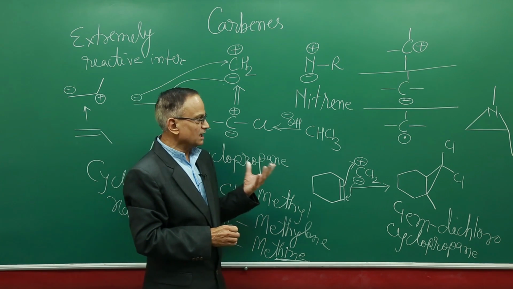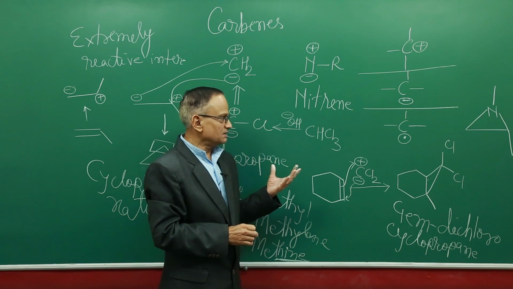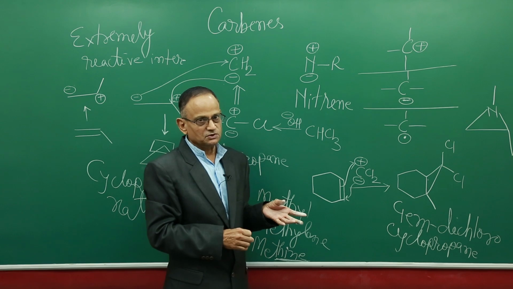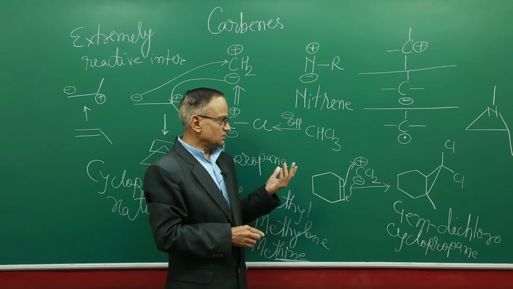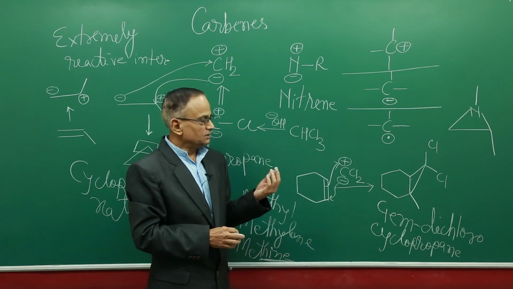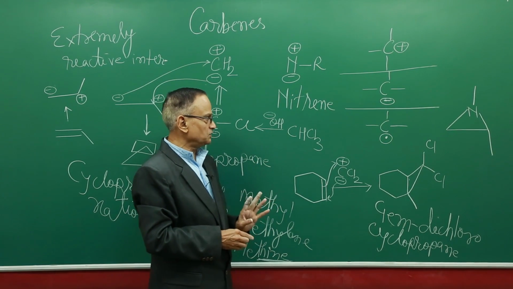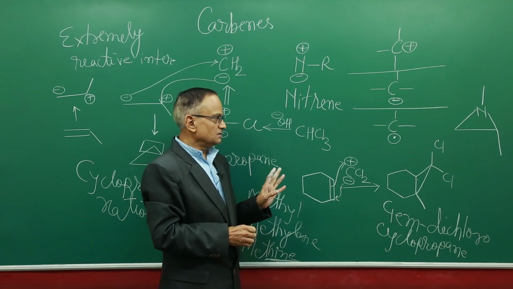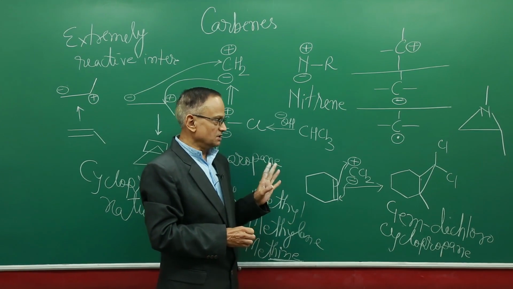Carbocyclic means there is only carbon. Heterocyclic means one or more carbons is replaced by other atoms. Usually for us, we should take it as nitrogen, oxygen or sulfur, the three common heteroatoms which we encounter in drugs or different biological systems.